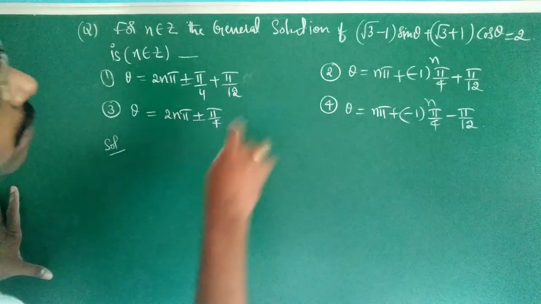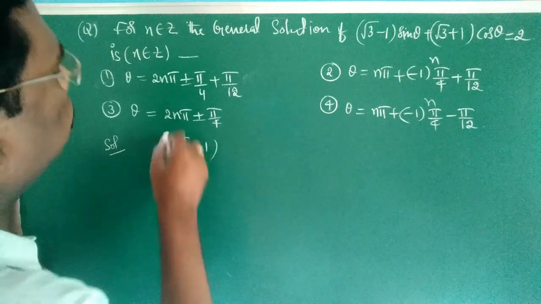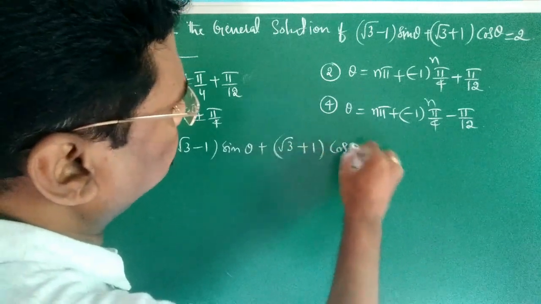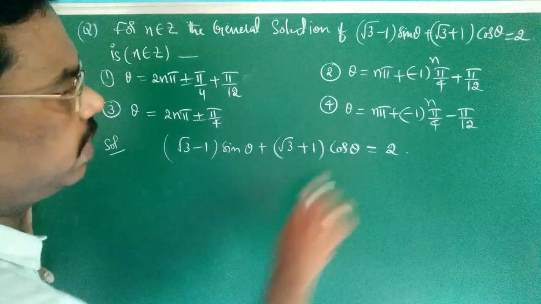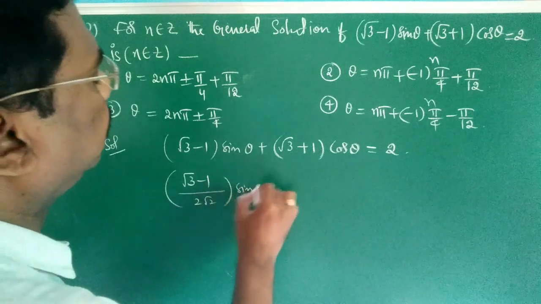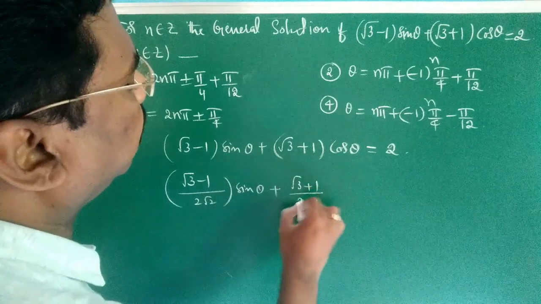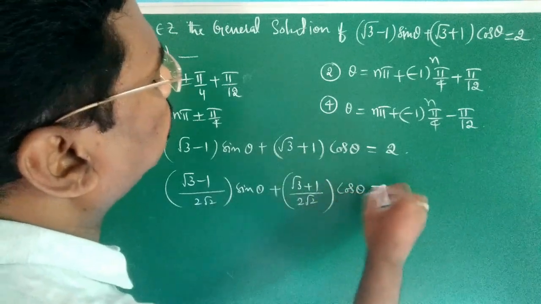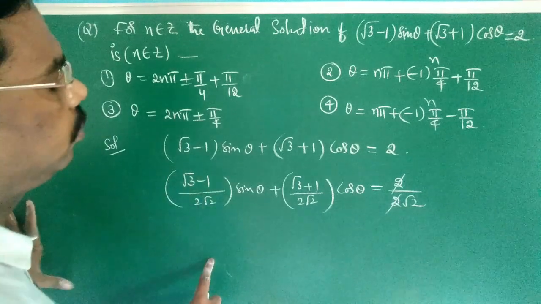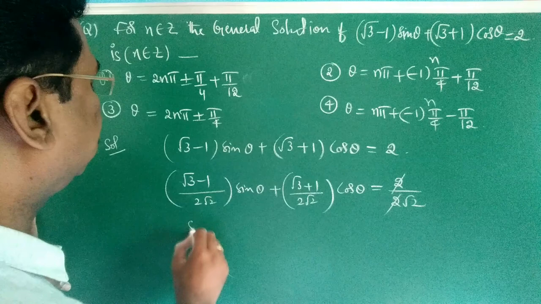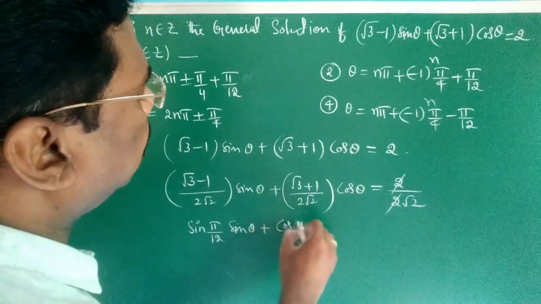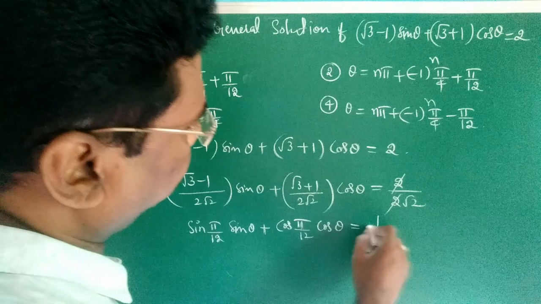Now here, the given equation is (√3 − 1) sin θ + (√3 + 1) cos θ = 2. Now dividing both sides by 2√2: (√3 − 1)/(2√2) sin θ + (√3 + 1)/(2√2) cos θ = 2/(2√2). Now (√3 − 1)/(2√2) is the value of sin 15°, and here cos 15°. Now sin π/12 sin θ + cos π/12 cos θ = 1/√2.